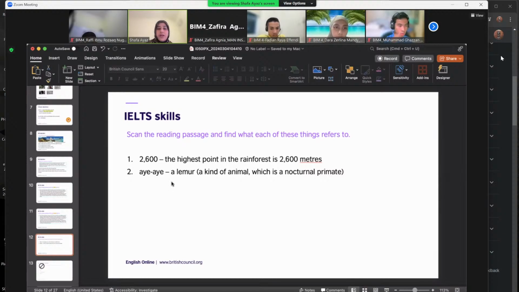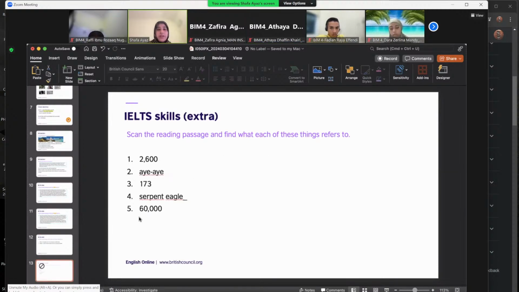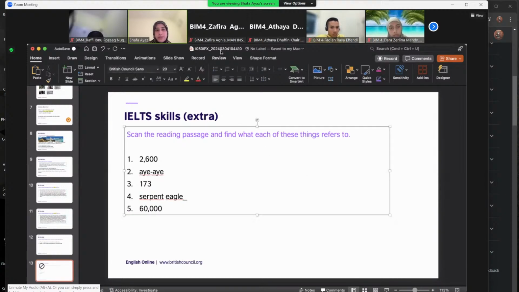The highest point is a lemur, which is a kind of animal, and it's a nocturnal primate. What do we mean by nocturnal primate, by the way? They are active at night. Good. Yes. Right. Now, I am going to send the message in the chat.